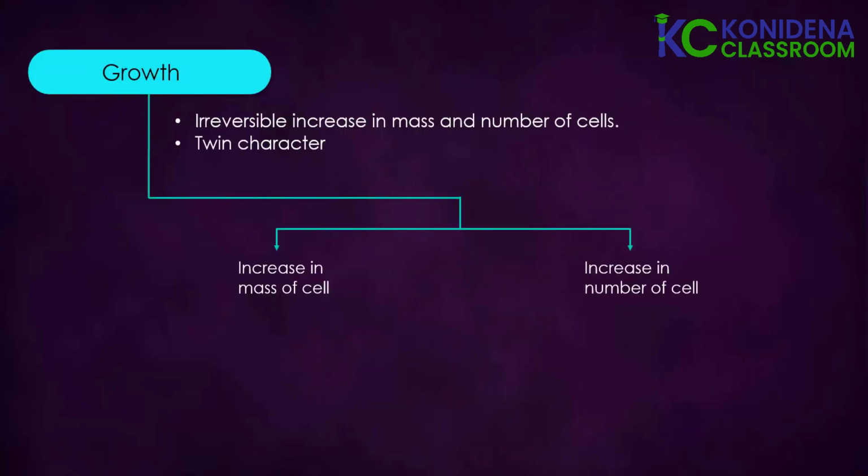So first of all, we are taking growth, and growth is the irreversible increase in mass and number of cells. Okay, irreversible increase in mass, or you can say overall size of a cell, organ, or whole organism. And growth is the net result of two things. Means if there is growth, there can be an increase in mass of cell, or it is quite possible that there is an increase in number of cells. Okay, so we can call growth the result of two components.